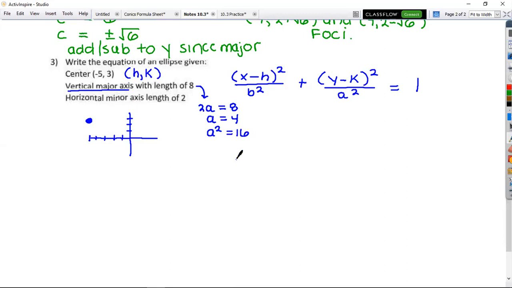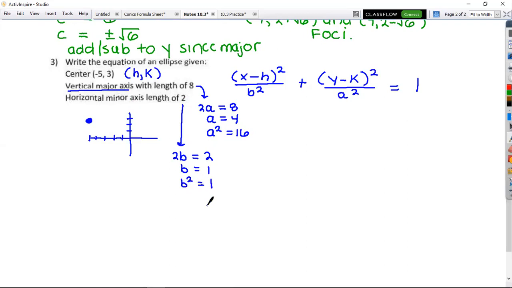So that will fill in a second. You're almost there. Horizontal minor of 2. So the 2 is my B value. So 2B is equal to the 2. So B is equal to 1. And then B squared, coincidentally, would also be a 1.